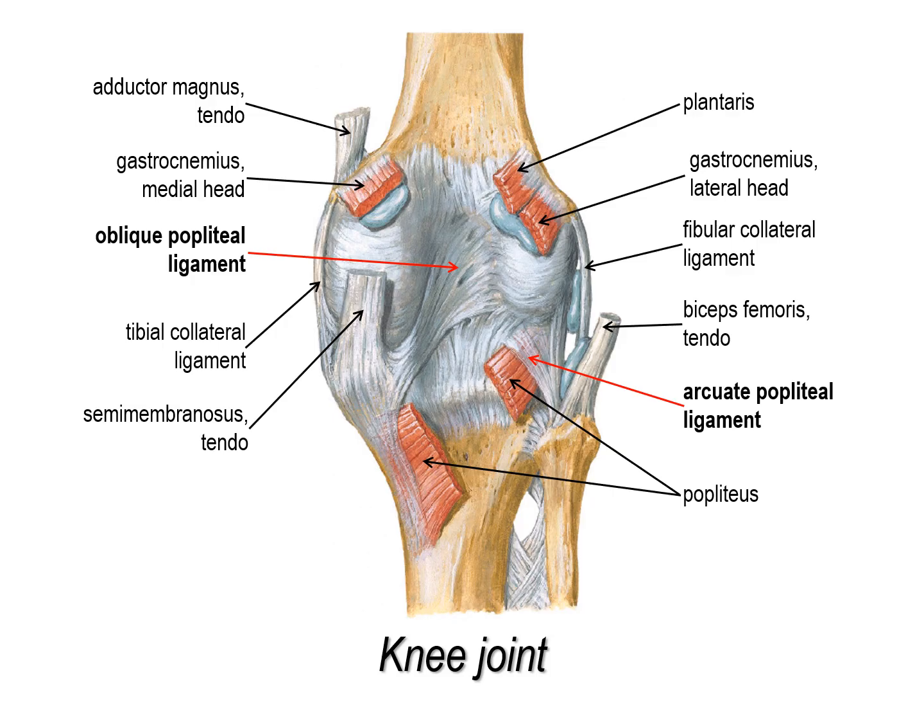Oblique popliteal ligament is an expansion from the tendon of the semimembranosus muscle. It runs upward and laterally, superficial to the capsule, to be attached to the intercondylar line of the femur.